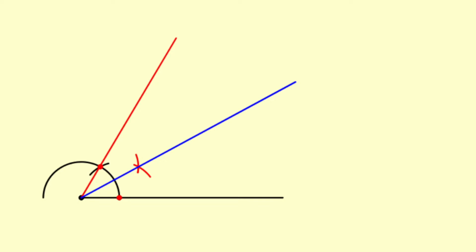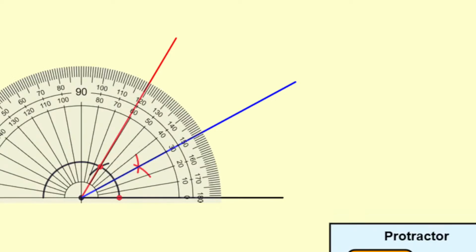So bisector means the angle will get divided into two parts. See, earlier we drew an angle of 60 degrees, and now you can see the angle which we have gotten with blue color, that is 30 degrees.